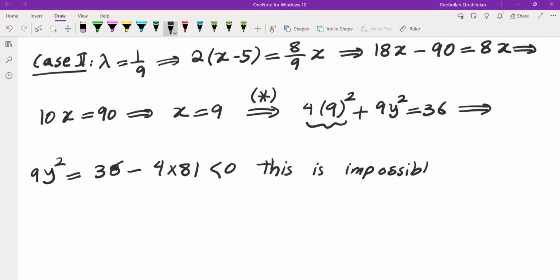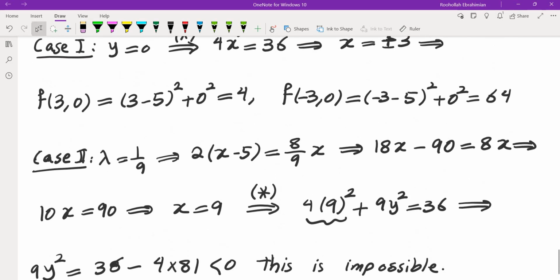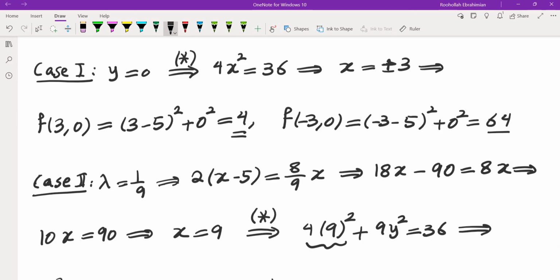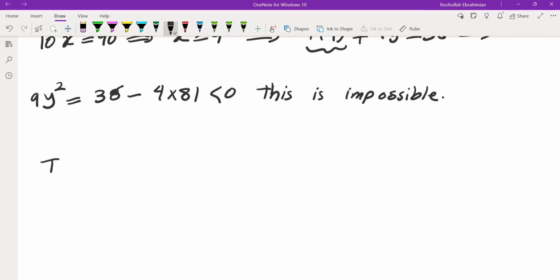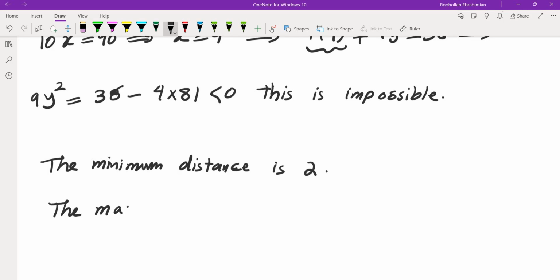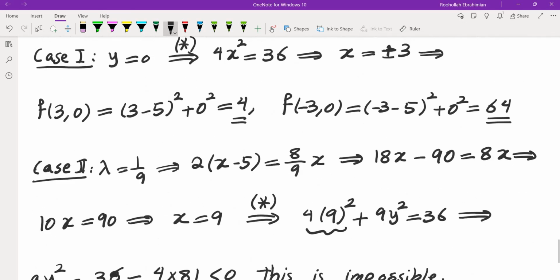Which means the answer for the minimum is 4, and for the maximum it is 64. But remember that this was the square of the distance, so we have to take the square roots. So the minimum distance is 2, and the maximum distance is the square root of 64, which is 8. Okay, so I will see you in the next video.